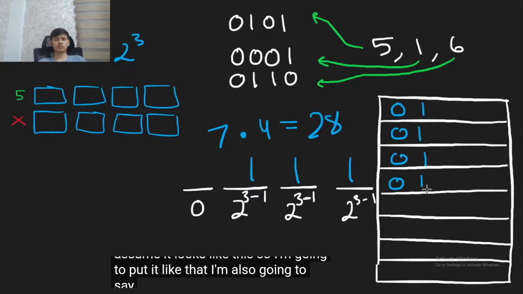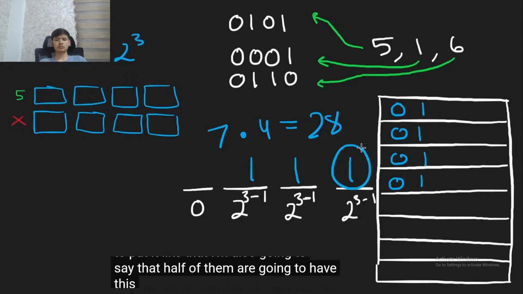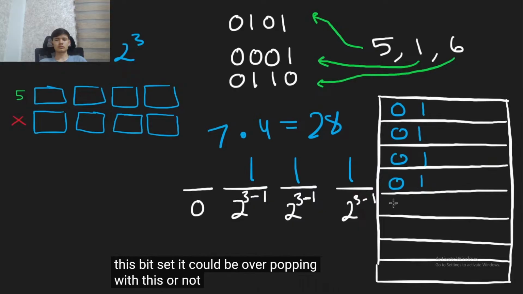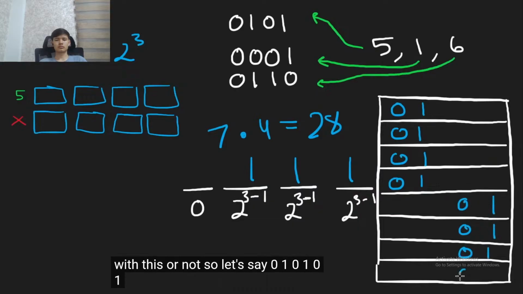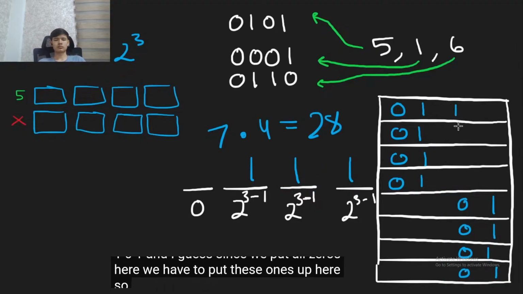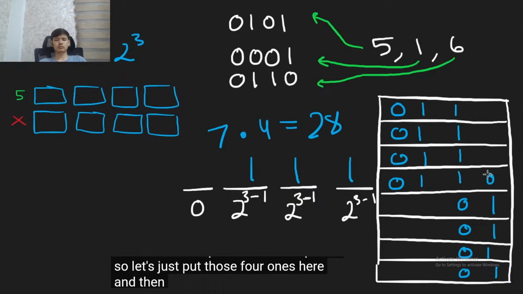I'm also going to say that half of them are going to have this bit set. It could be overlapping with this or not. So let's say 0, 1, 0, 1, 0, 1, 0, 1. And I guess since we put all zeros here, we have to put these ones up here. So let's just put those 4 ones here and then zeros here.